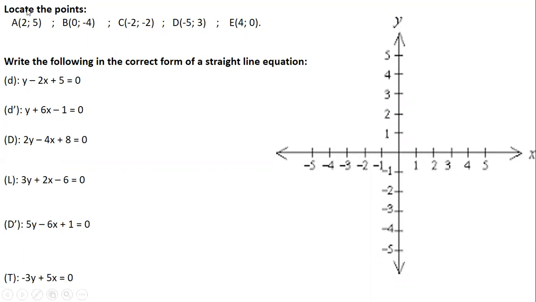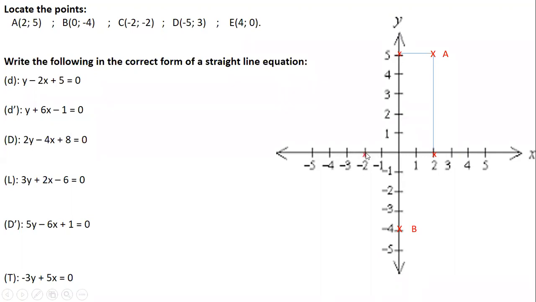So let's locate these points in the system of axes. We have points, we want to locate them in the system. A is 2, 5. Of course, it has abscissa 2 and ordinate 5. We always intersect the vertical with the horizontal and we get A. If we look at B, it has 0, minus 4. Since it has an abscissa 0, directly I should say it should be located on the y-axis at minus 4.